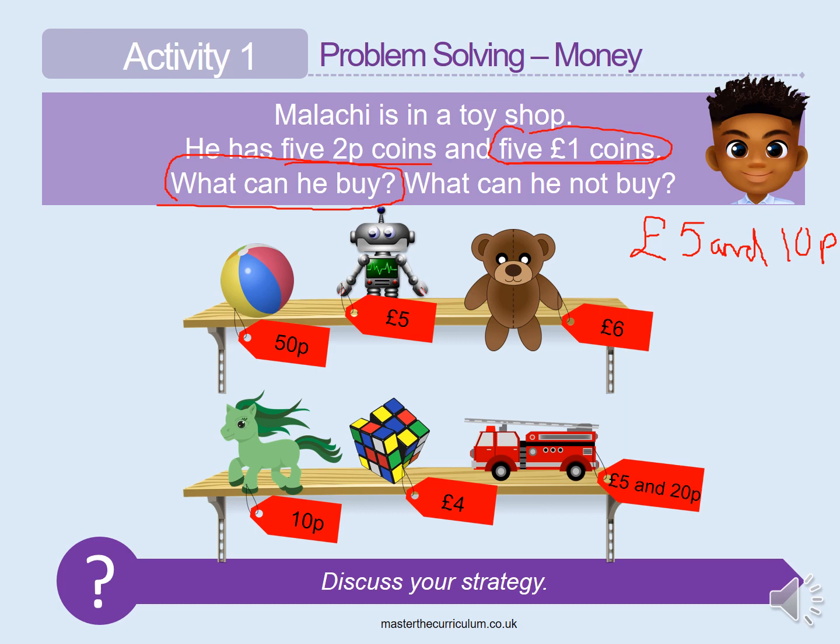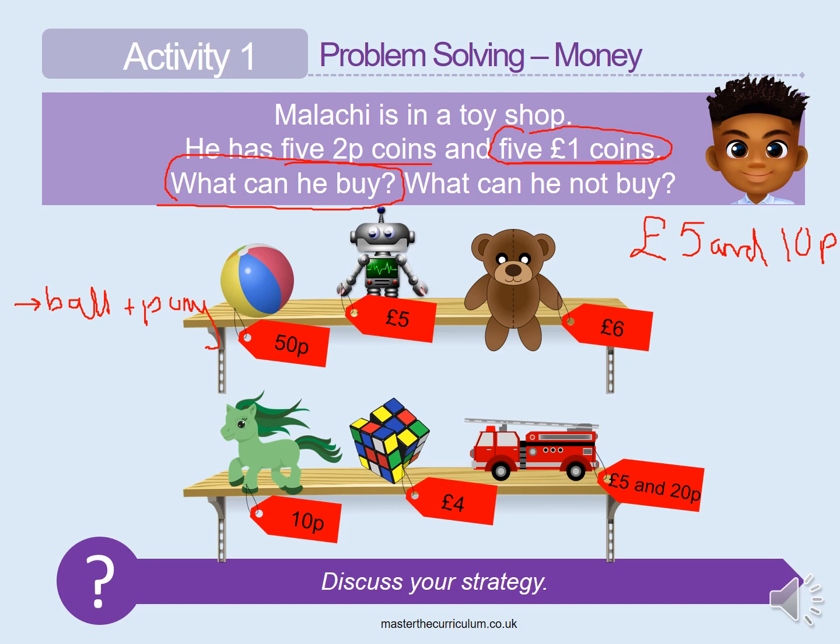A ball is 50 pence. The pony is 10 pence. So he could buy a ball for 50 pence and a pony which is 10 pence, because that would mean he's only spending 60 pence of his money. So he could buy a ball and a pony.